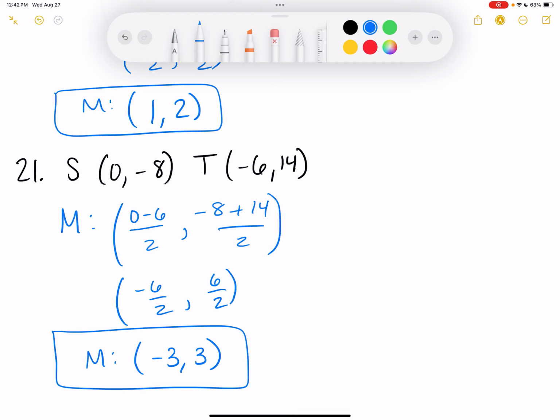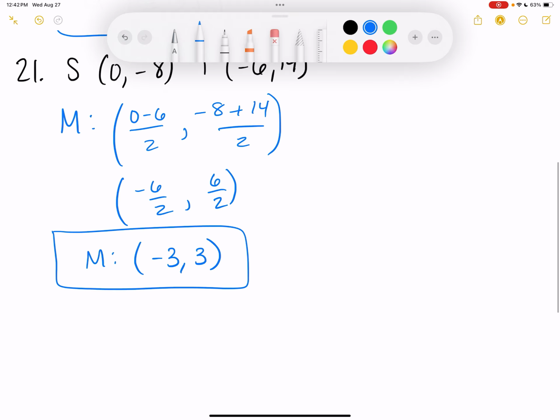Questions on those? The next ones are going to be like the one we looked at yesterday, where they give you one endpoint and the midpoint, and then we need to find the other endpoint.